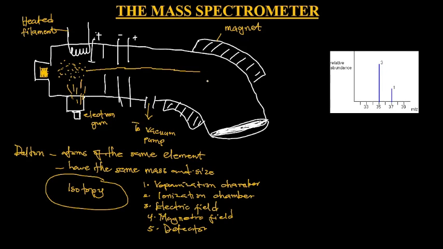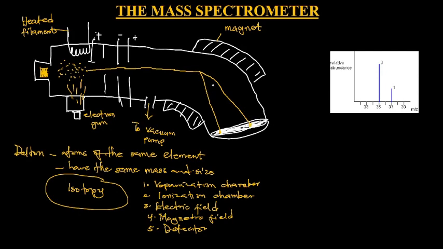So that's our magnet. So around here, we're going to have a magnetic field. Now, what happens to ions in a magnetic field? They get deflected. Now, the deflection is going to be based on the mass of the atom. If you are light, you get deflected over a wide angle. But if you are heavy, the deflection is not going to be that much.